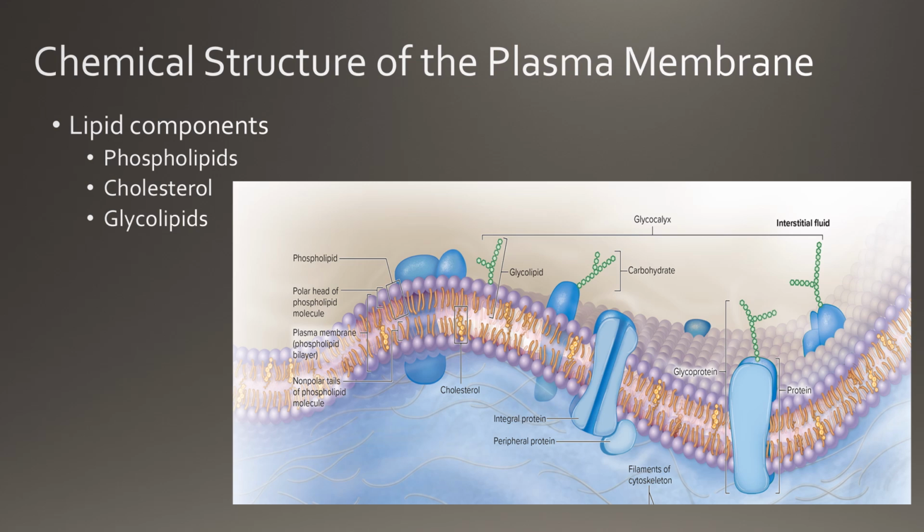Cholesterol is a 4-ring lipid molecule. It is dispersed within the inner hydrophobic region of the phospholipid bilayer. This strengthens the membrane and assists in temperature regulation. Glycolipids are lipids with attached carbohydrate groups. Each group is linked to a phospholipid molecule on the outer layer of the plasma membrane.